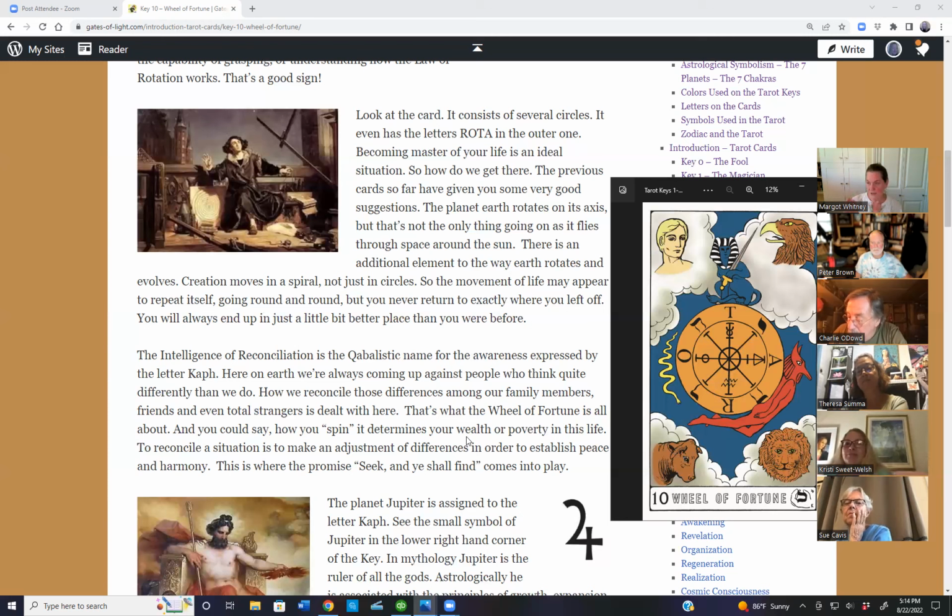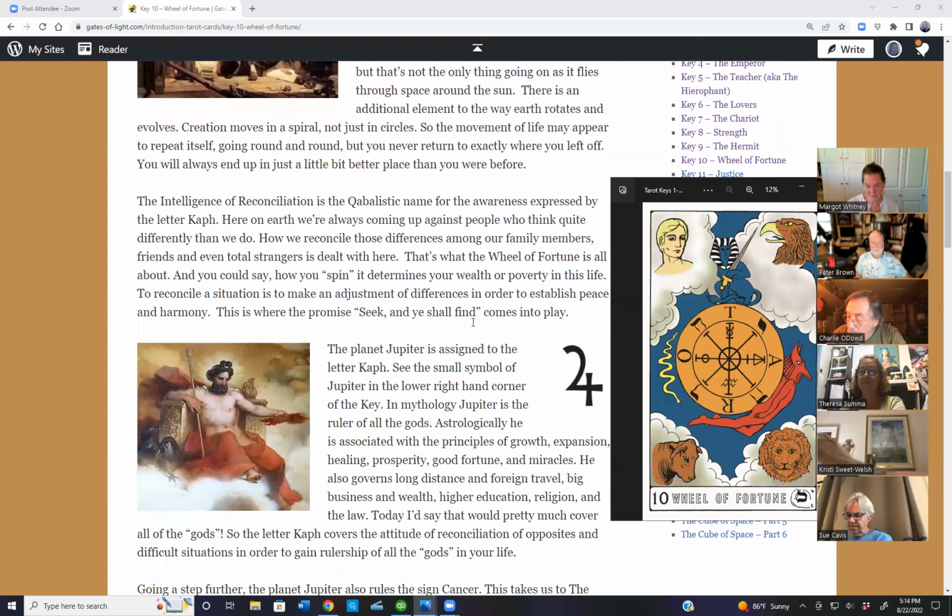because your consciousness is continuously evolving, and your body evolves depending on your consciousness. They're not separate. Material is never separate from spirit. But you never return to exactly where you left off. You will always end up in just a little bit better place than you were before. Thank God. Okay, so the intelligence of reconciliation is the Kabbalistic name for the awareness expressed by the letter Kaf.